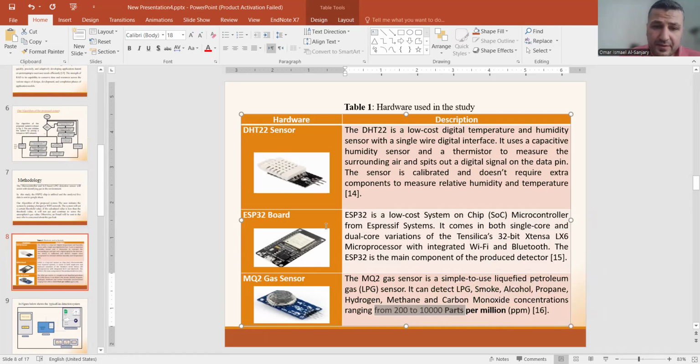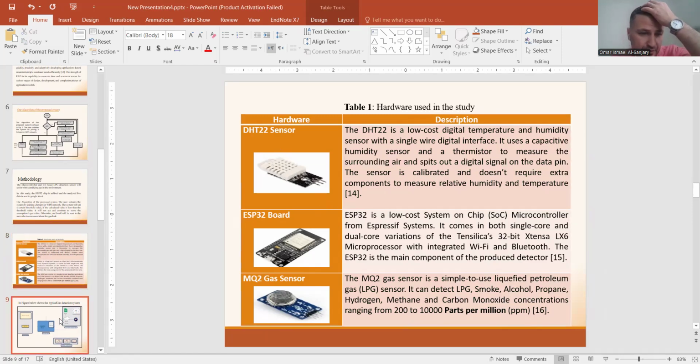We use the ESP32. This kind of board is for Wi-Fi and Bluetooth, and it sends data to our Google Sheet. We also have the DHT sensor, which measures the surrounding air and spits out a digital signal on the data pin. The sensor is very important, so that's why we use it in our methodology.